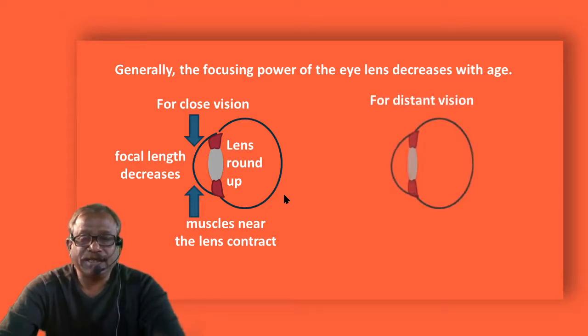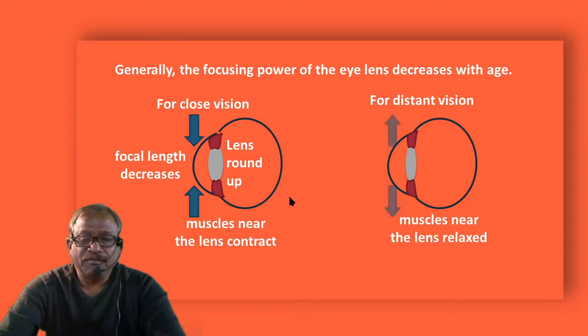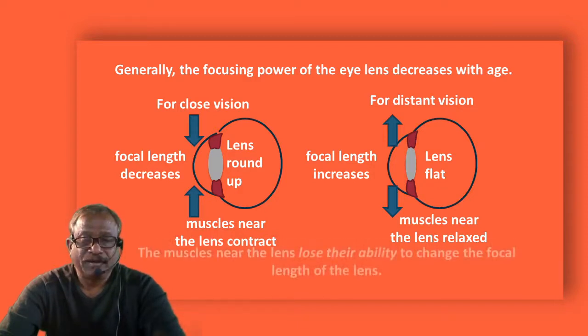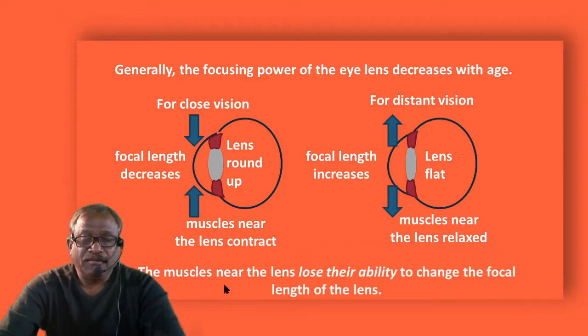For distance vision, the muscles near the lens relax and the lens is flat, thin. The focal length increases. The muscles near the lens lose their ability to change the focal length of the lens. This generally happens due to aging; the ability to change the focal length is lost.